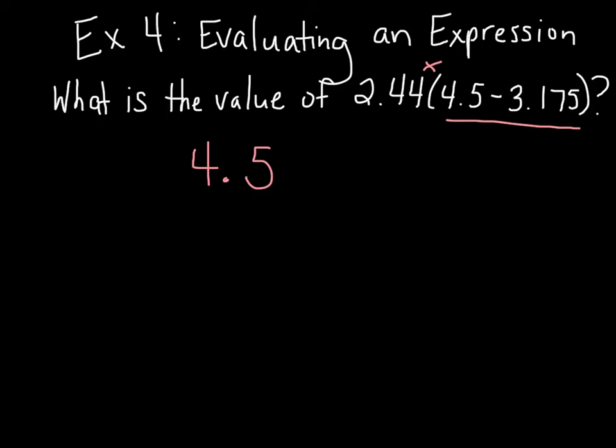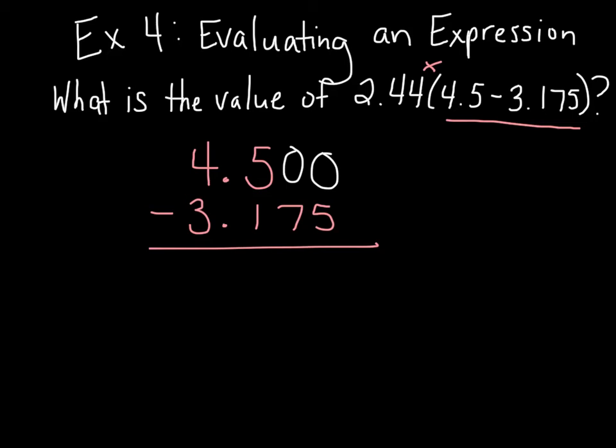So 4 and 5 tenths came first, and from that we're going to subtract 3 and 175 thousandths. And we're going to remember here that since we have to line up these decimals, that gives us a couple of blank spaces here. So we're going to just go ahead and put in those zeros before we do any subtraction. And after you do the regular subtraction, when we're adding and subtracting decimals, we're just going to remember to drop that decimal right down from where it's lined up, and you're going to put it right in between the 1 and the 3. So the subtracted answer is 1 and 325 thousandths.